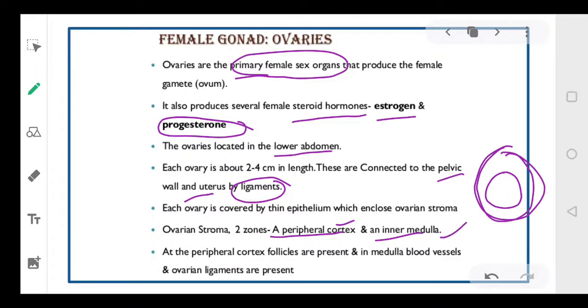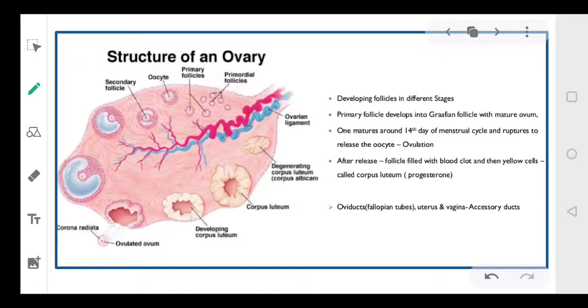In the cortex the follicles are present, and in the medulla the blood vessels are present. Let's look at the diagram. Again, you see the structure of the ovary, as I told you. You can observe here the various stages of development of follicles. You can see many follicles here, and these follicles are in various stages of development. Is it clear to everyone?